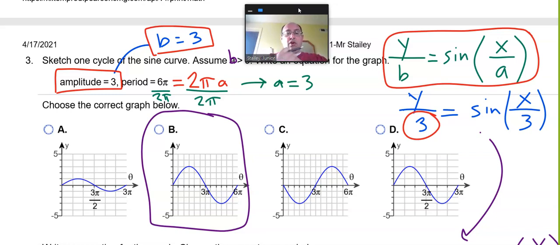Okay? So on my graph, I have to have something that has an amplitude of 3. This obviously couldn't be it because it only has an amplitude of 1. Now, the period has to be 6 pi. It has to complete one cycle.